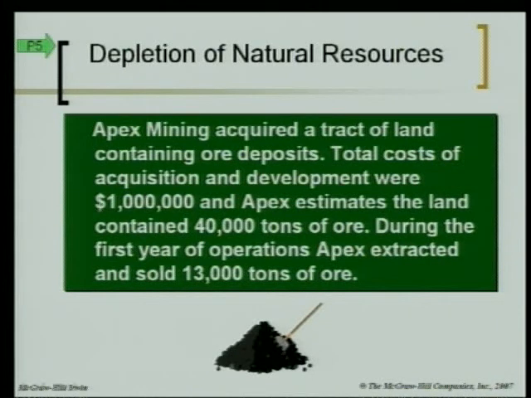Apex Mining acquired a tract of land containing ore deposits. Okay, stop. Somebody might say, well, Dave, you said we don't depreciate land. Well, that is true. If it's just land and it's just sitting there, we do not depreciate it. But that is different from this situation. This is a piece of land that has ore deposits, and we're going to be extracting ore from it. In that sort of situation, we still don't depreciate it, but we deplete it. So we acquire a tract of land that contains ore deposits. Total costs of acquisition and development were $1 million, and we estimate that the land contains a total of 40,000 tons of ore.